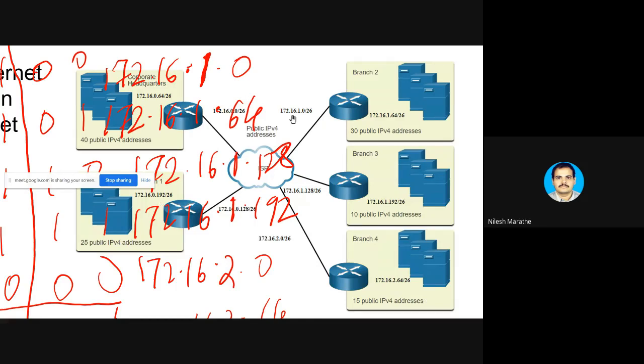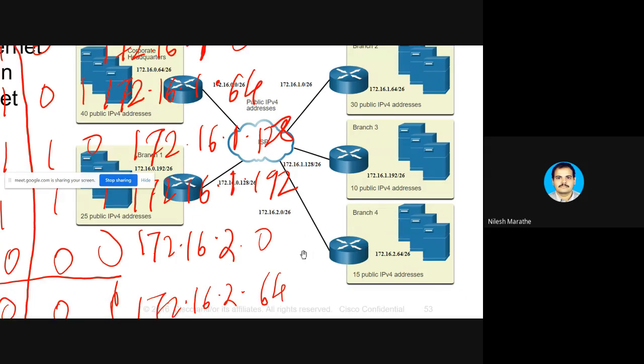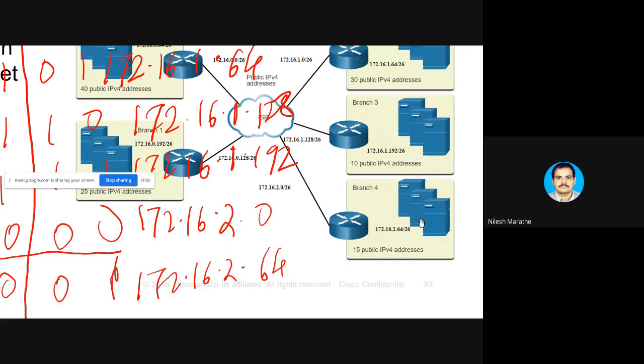Then 172.16.1.0, 172.16.1.64, it started again, the 1 series started. 172.16.1.128, 172.16.1.192, 172.16.2.0, 172.16.2.64. That was the last one. All 10 are allocated.